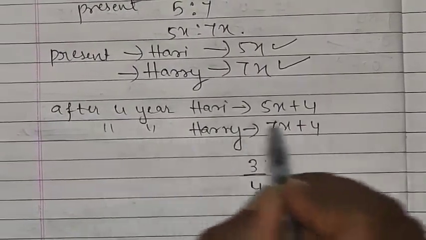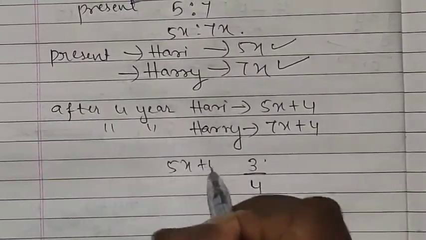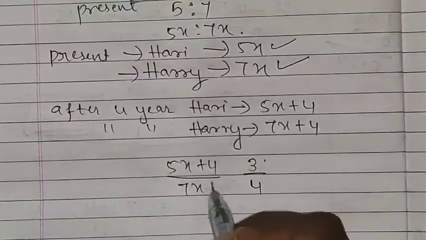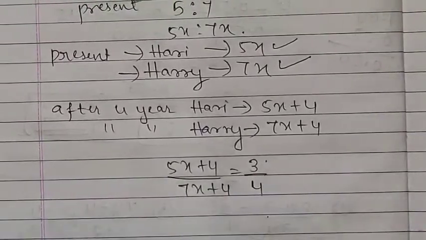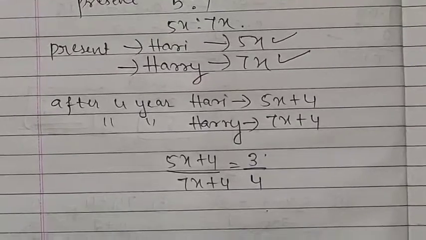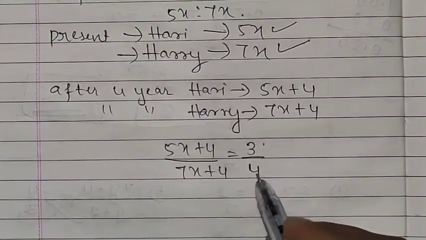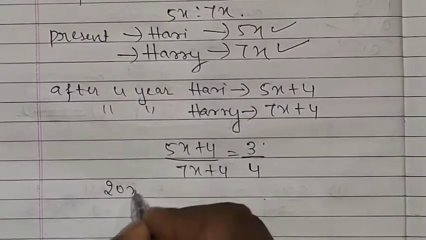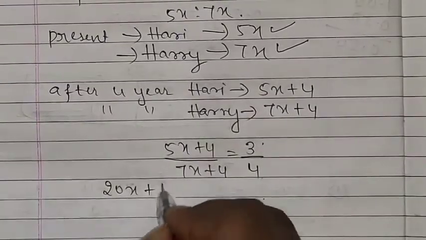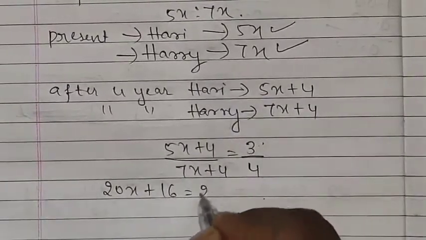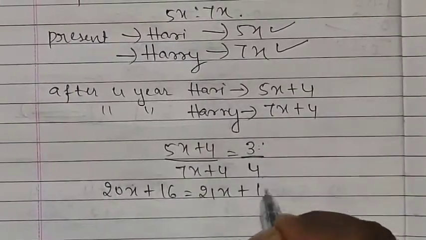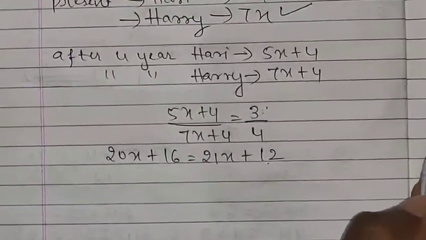Hari's age is 5x plus 4. Harry's age is 7x plus 4. And the ratio will become 3:4 or 3/4. Let's make its linear equation by cross multiplication. 4 5s are 20x plus 4 4s are 16 is equal to 3 7s are 21x plus 3 4s are 12. Let's keep variables on one side, constants on the other side.